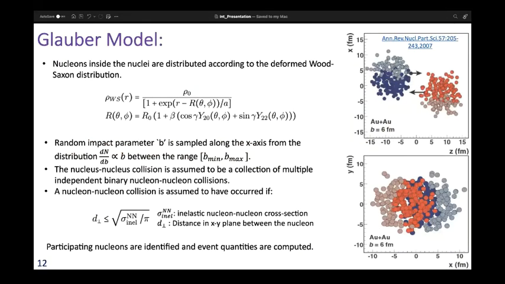Now, let's quickly understand what the Glauber framework is. What the Glauber model does is it produces a Cartesian system in the XYZ plane. It initializes the two nuclei and then fills them with nucleons using this deformed Woods-Saxon distribution. Finally, it samples an impact parameter from b min to b max. And for our case, since we wanted to fix it to 0, we just set both values equal to 0. Then the nuclei are sent towards each other, participating nucleons are identified, and event quantities are computed.